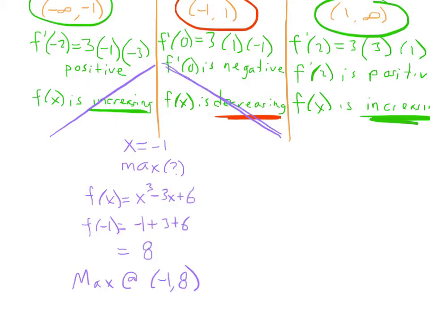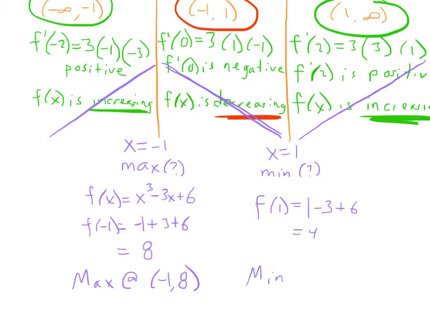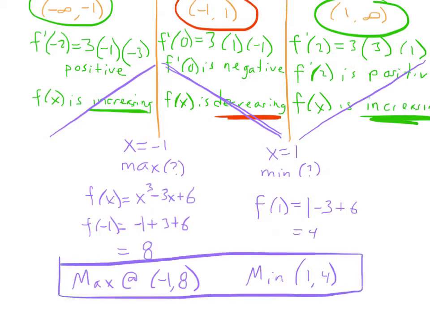Now we can go over here and look. We're decreasing here, then we changed to increasing. So at x equals 1, we might have a minimum. Right, we can find out by plugging 1 into the original function. You'd have 1 minus 3 plus 6. That gives me 4. Great, since that was defined, I know that I have a minimum at the point 1 comma 4. And at this point, we've effectively answered the question. Right? We found the intervals on which the function was increasing and the intervals on which the function was decreasing, and we found all relative extrema.